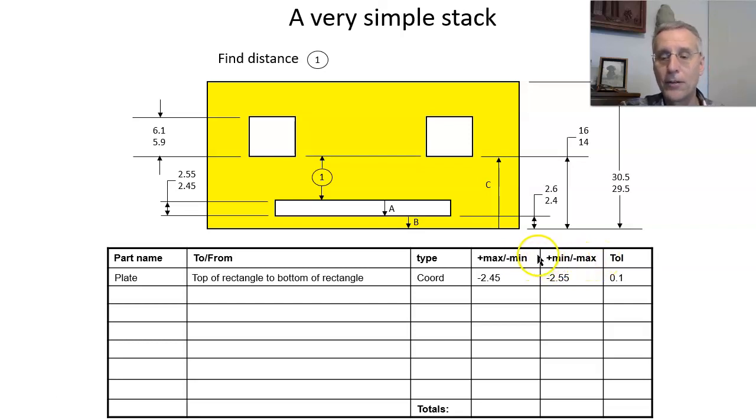And that means if you're going in a negative direction, you're going to put the min absolute value in this column. If you're going in the negative direction, you're going to put the max absolute value in this column. If we were going in a positive direction, we would put the max value in this column and the min value in this column.